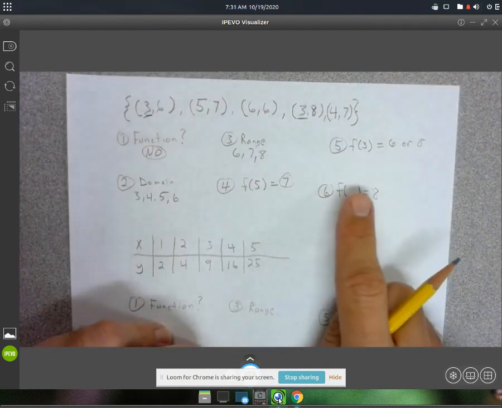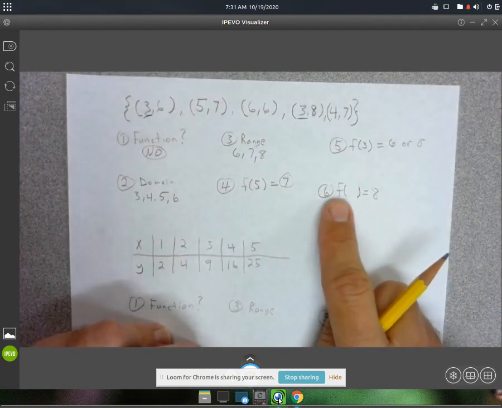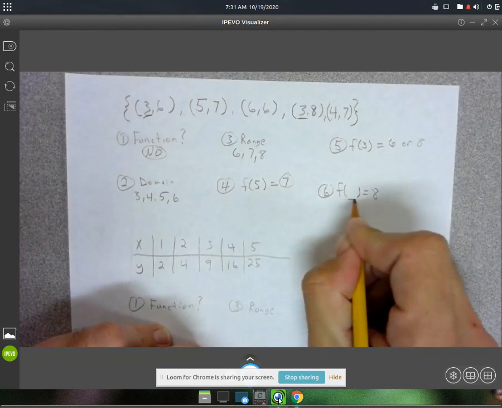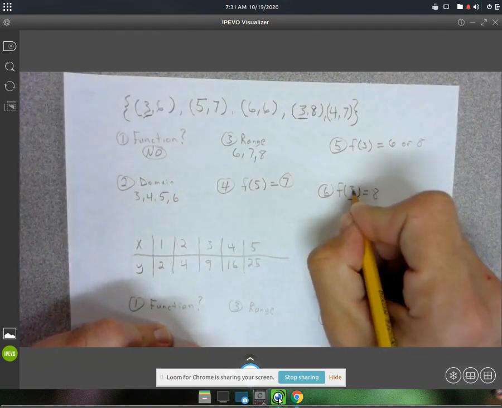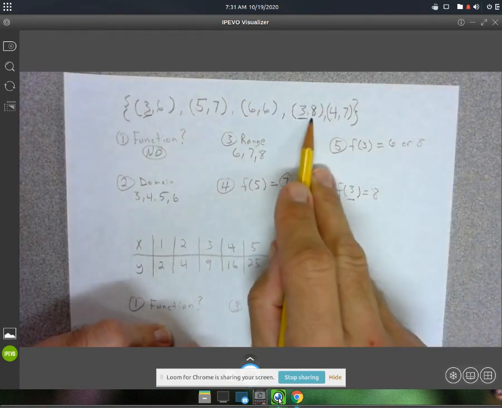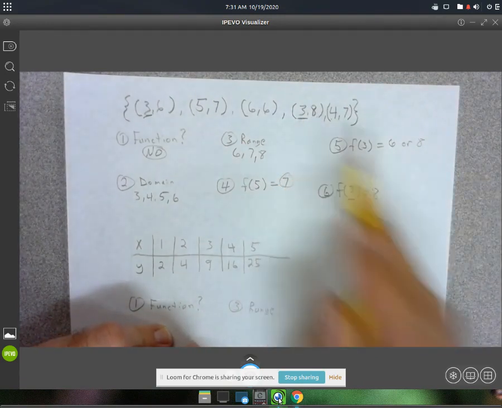Now, number 6, this question actually does make sense. So what input do you have to plug in so that you get 8? Well, there's only one that does it, and that is 3. Okay, 3 is the only input that will give you 8.